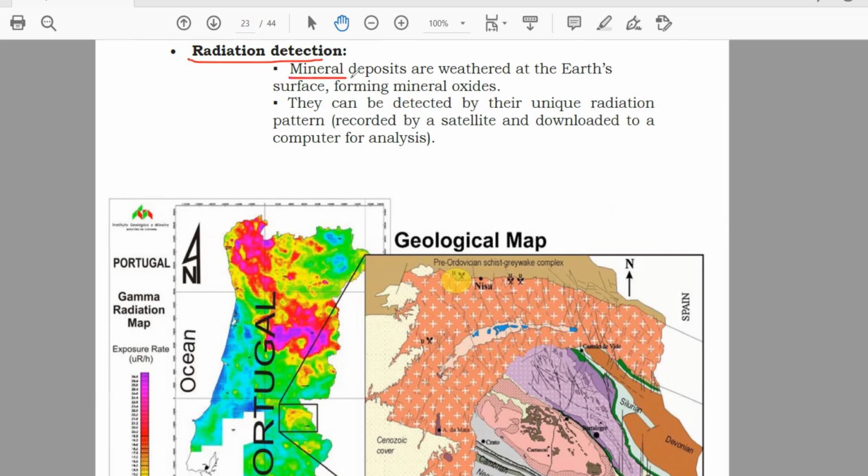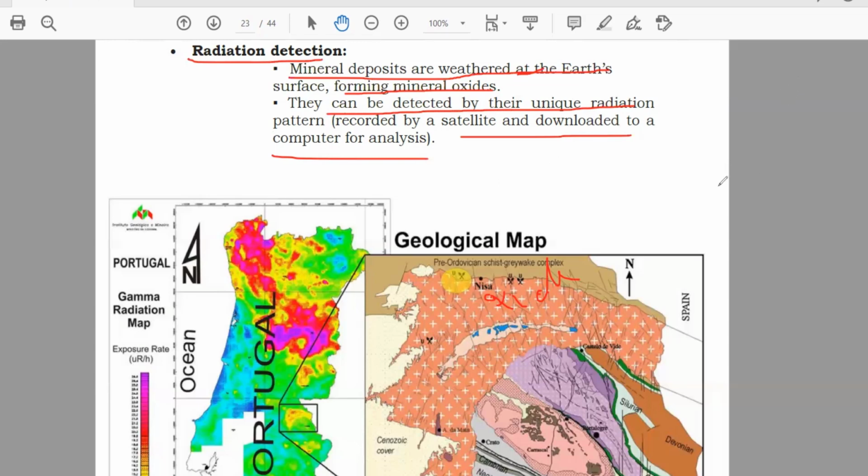What is that? Mineral deposits are weathered at the earth's surface, forming mineral oxides. So they're saying that if the minerals are on the earth's surface, they react with oxygen and form mineral oxides. They can be detected by their unique radiation pattern recorded by a satellite and downloaded to a computer for analysis.